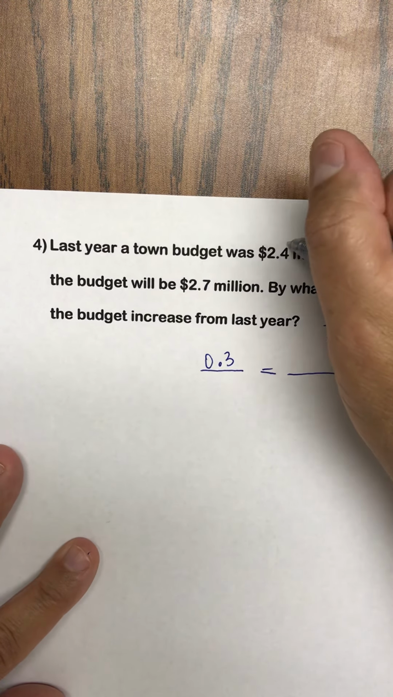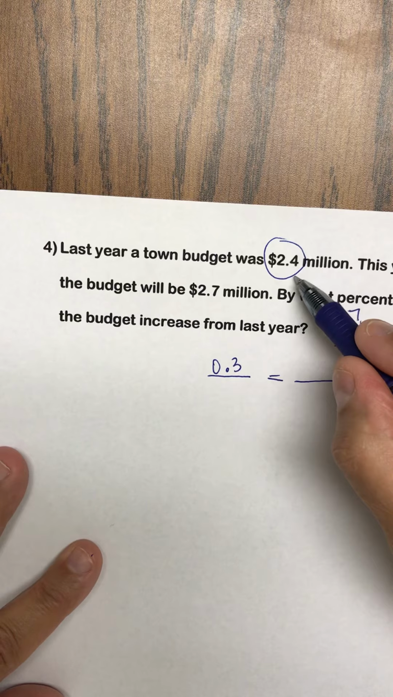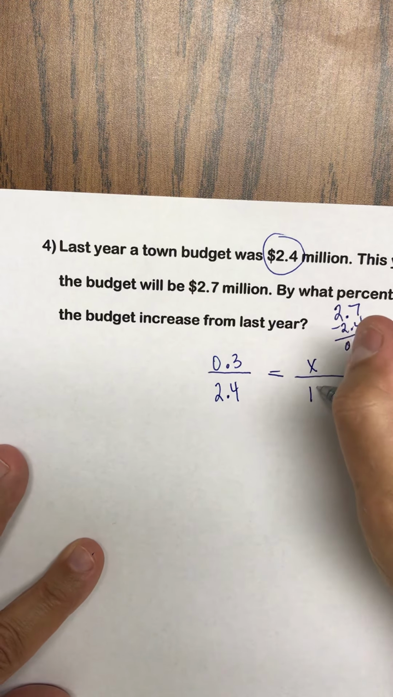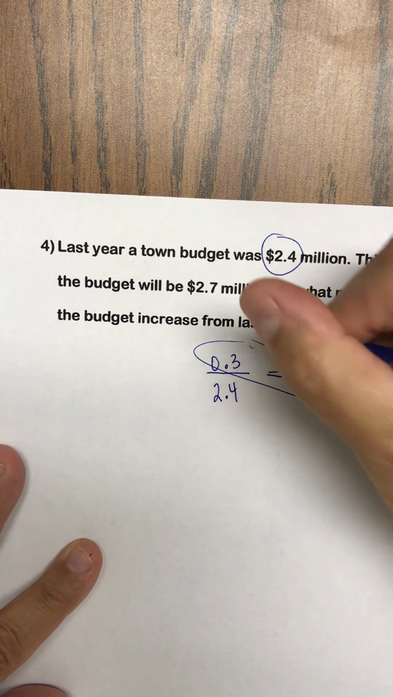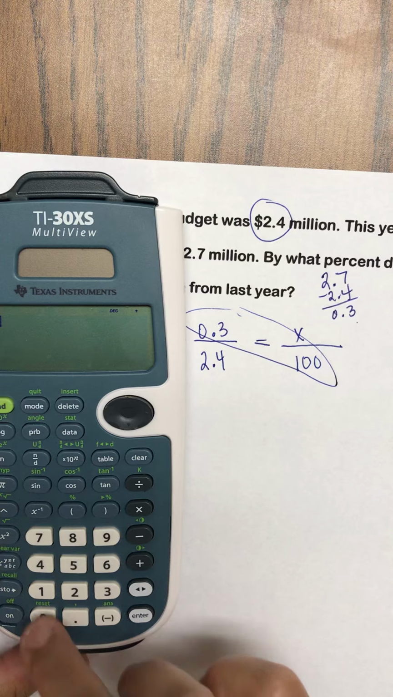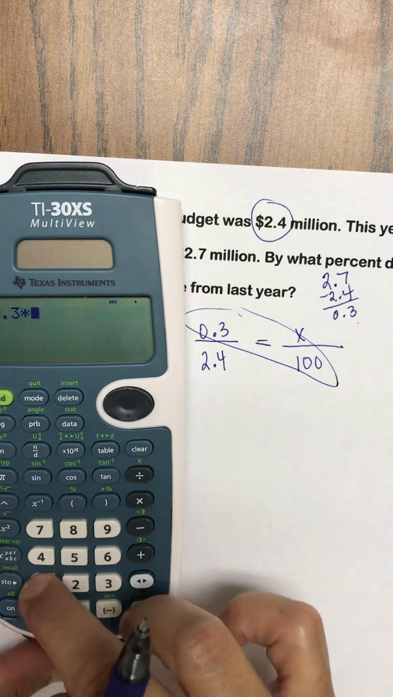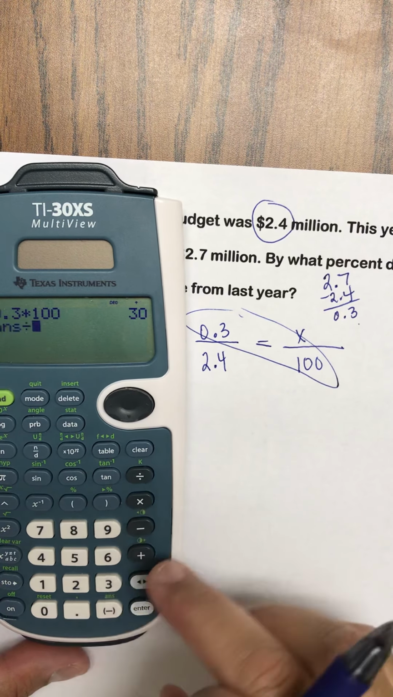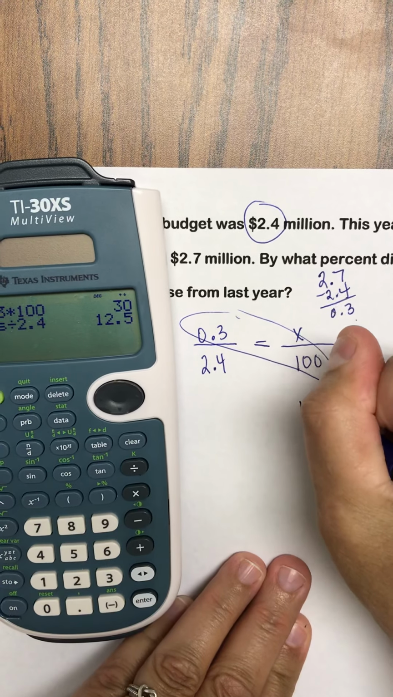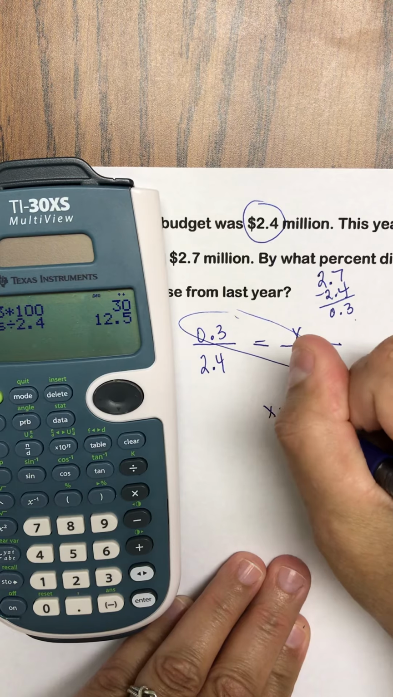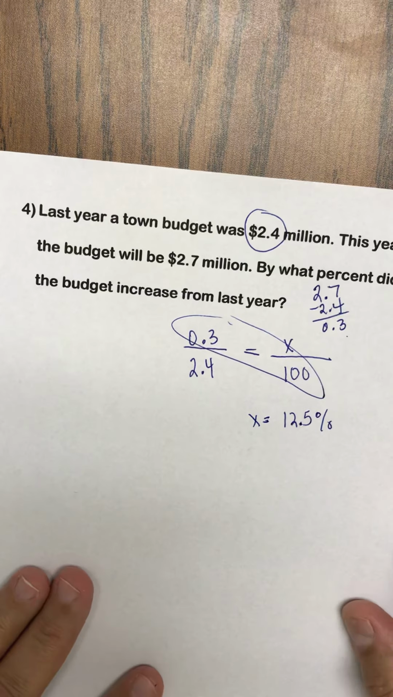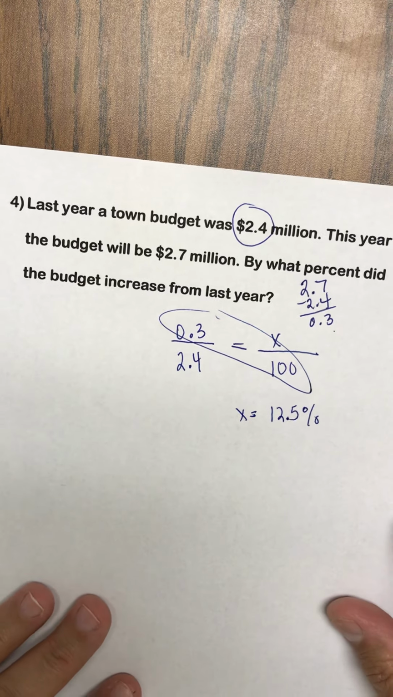Then I've got to put it over the original amount. The town budget last year is the original amount, 2.4, x over 100, cross multiply and divide. 0.3 times 100 divided by 2.4, and I get 12.5, and that is the percent of change. 12.5% was the increase from last year.